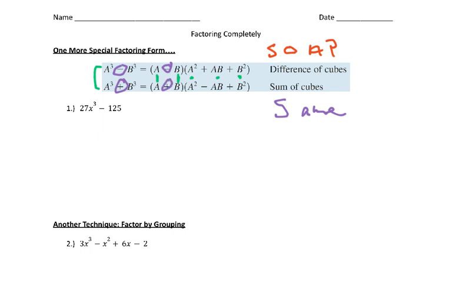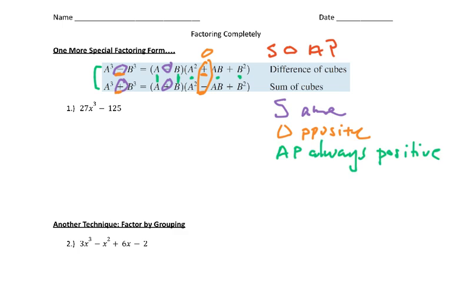Up next, the next sign is always the opposite. Right? Here are our opposite signs. So when it's a difference, it's the opposite sign. When it's the sum, it's a subtraction sign. And then finally, always positive. The last signs are positive for both of them.